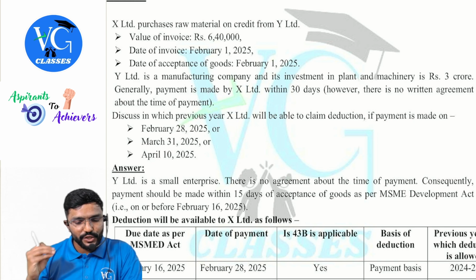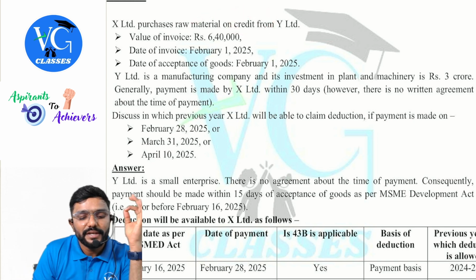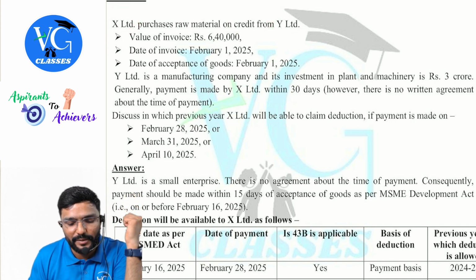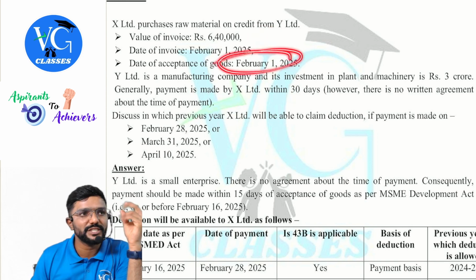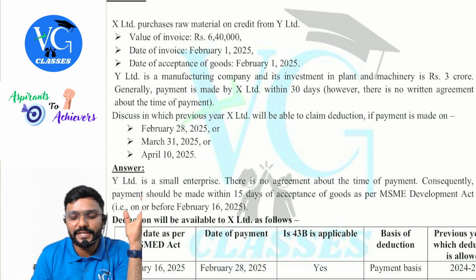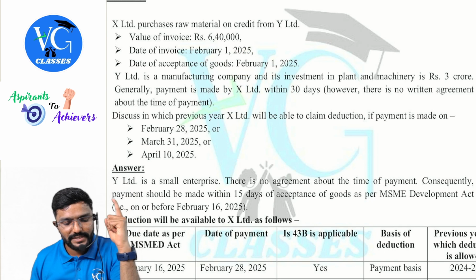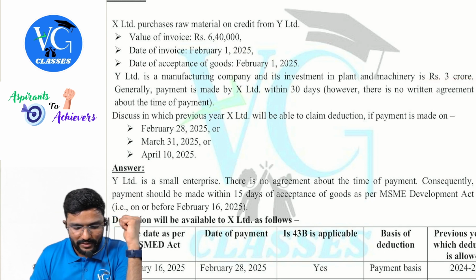X Limited purchases raw material on credit from Y Limited. Who is the assessee here? X Limited. Who is the opposite person? Y Limited. Value of invoice is 640. Date of invoice is 1st February. Date of acceptance of goods is also 1st February. So when we are counting the dates, we have to count from what date? 1st February. Y Limited is a manufacturing company and its investment in plant and machinery is 3 crore.